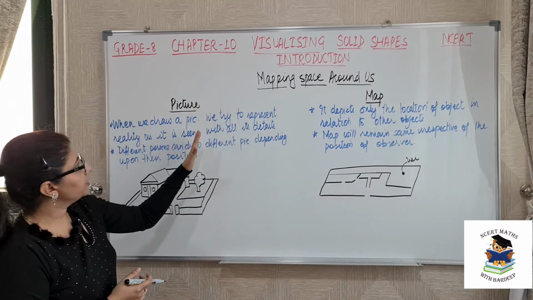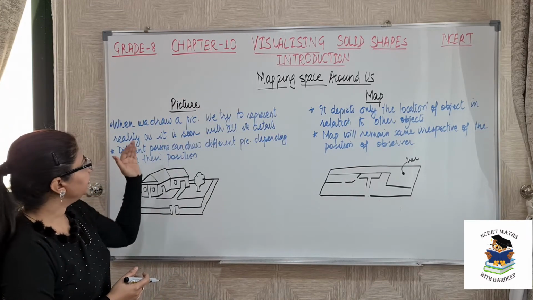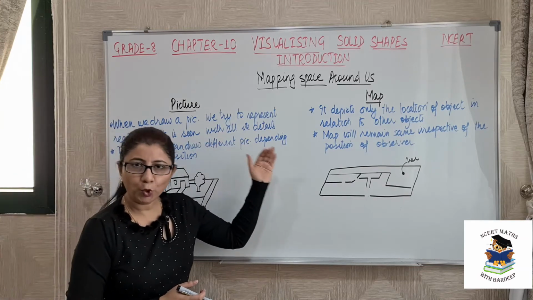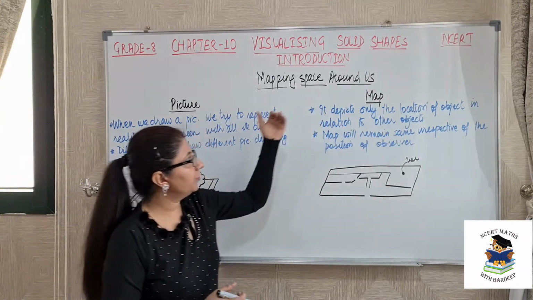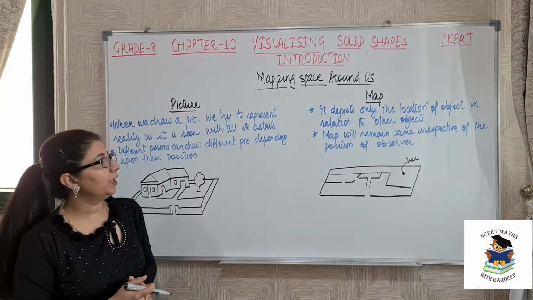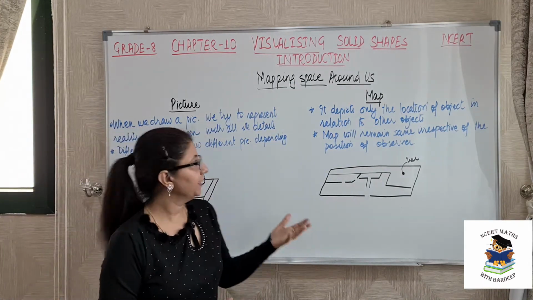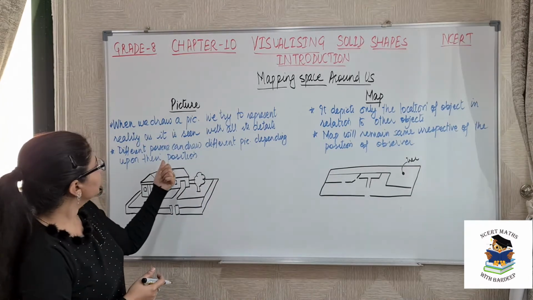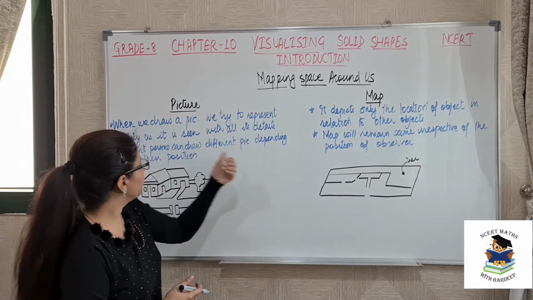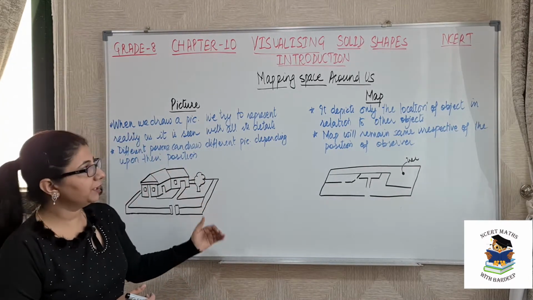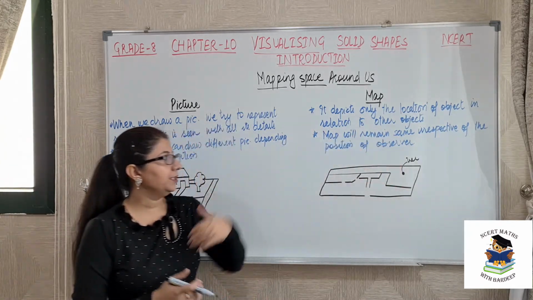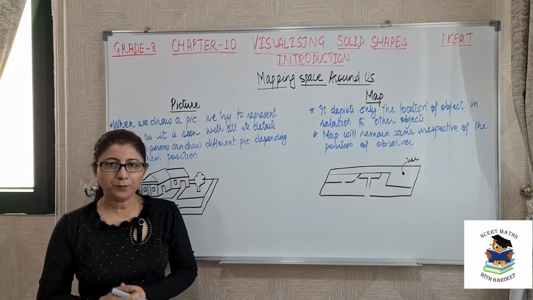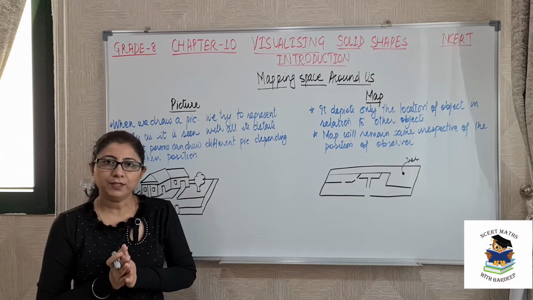When we draw a picture, we try to represent reality as it is seen with all its details, whereas a map depicts only the location of an object in relation to other objects. Second, different persons can draw different pictures depending upon their position, whereas a map will remain the same irrespective of the position of the observer. Let's understand this with an example.